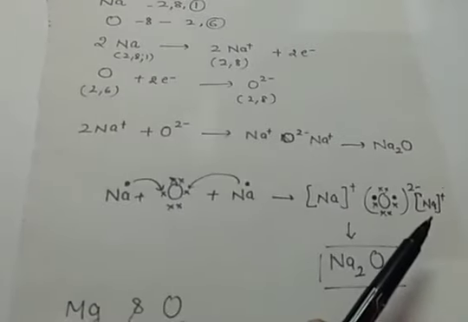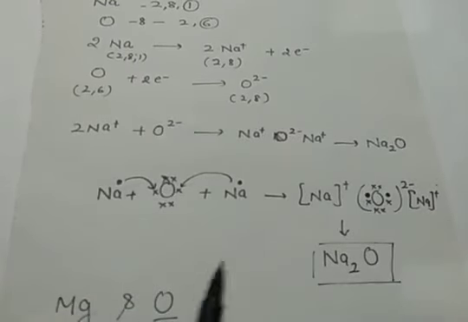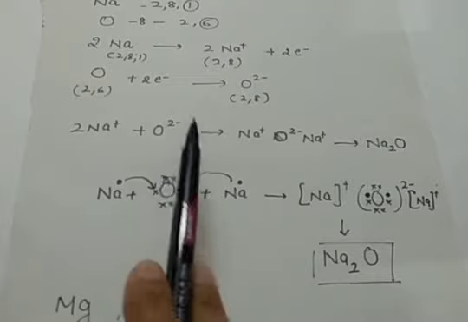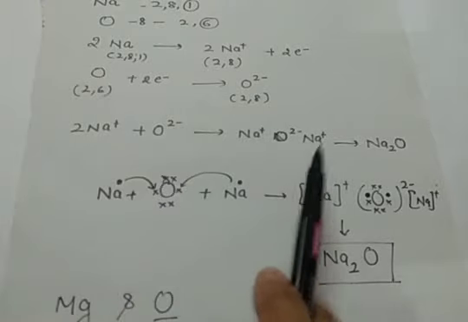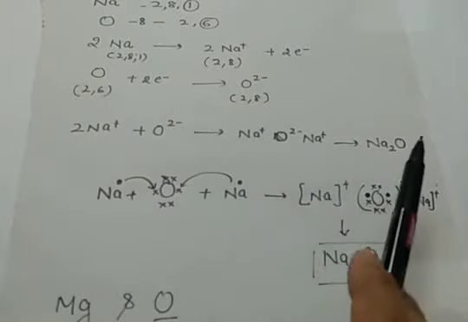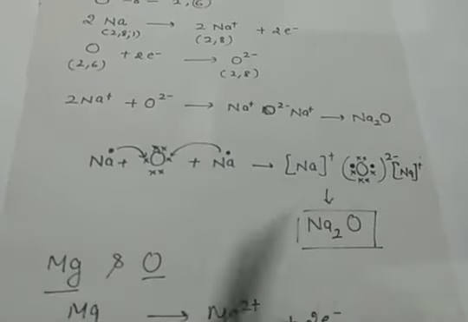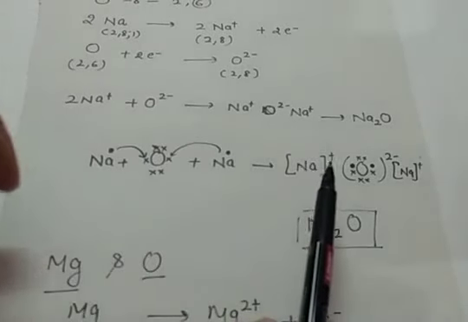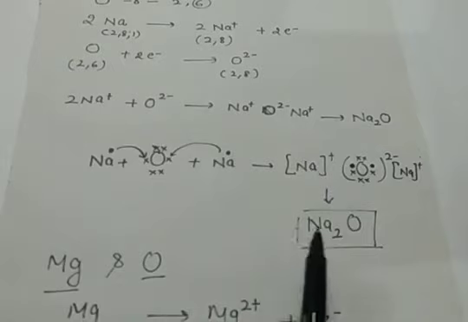So the net reaction will become 2Na plus O, giving Na+, O2-, and Na+. So Na2O. This is the electron dot structure for this, and the compound formed is sodium oxide.